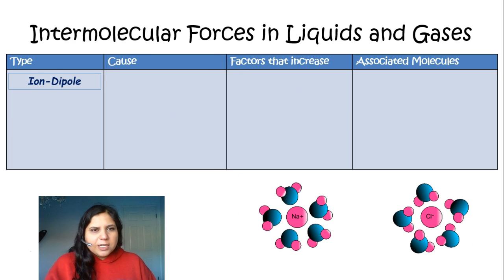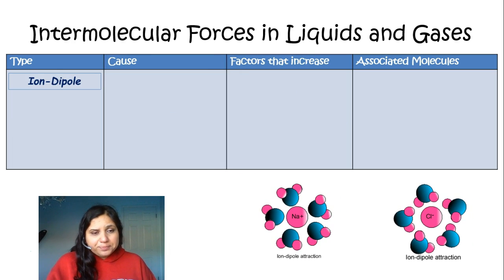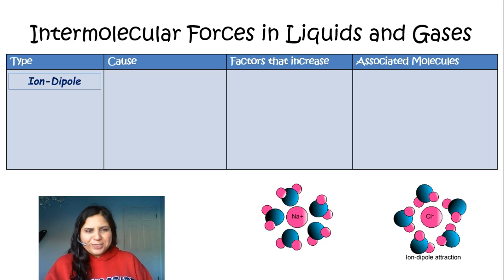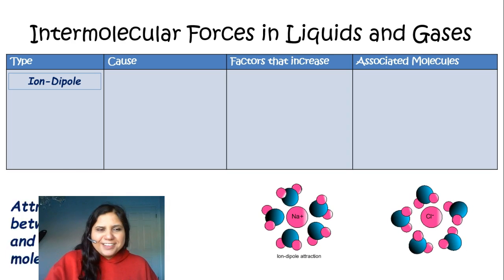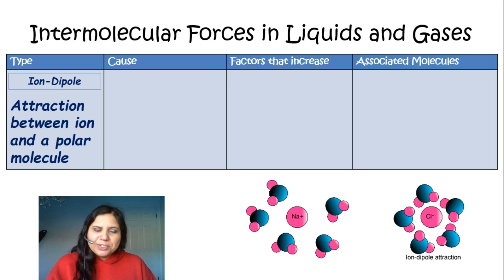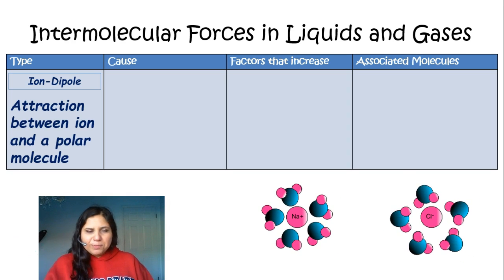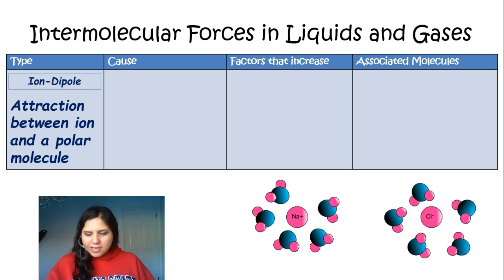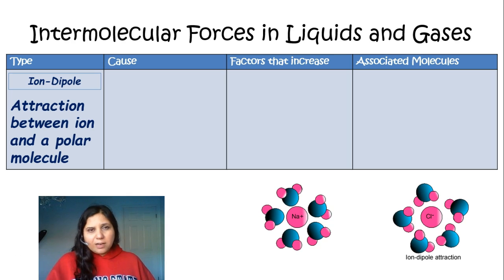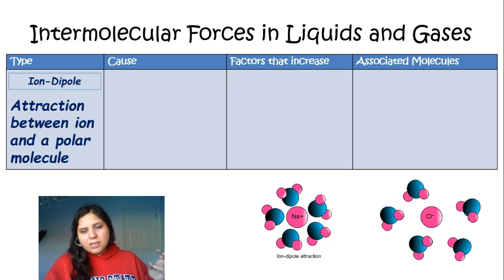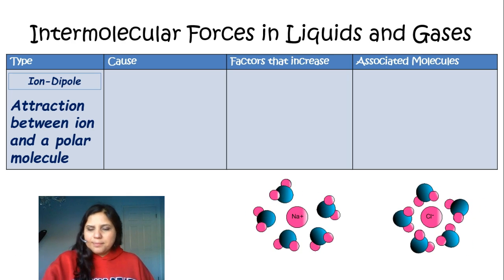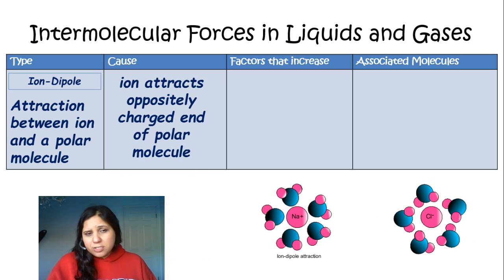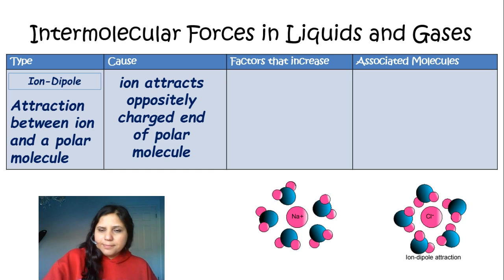All right, next one, ion-dipole. So this one you see less commonly in terms of when you're doing your homework. But an ion-dipole is just an attraction between an ion and a polar molecule. So if we throw in an ion and something that's already charged, something that already has a positive and negative end, then that ion gets attracted to that. It says the ion attracts the oppositely charged end of a polar molecule.